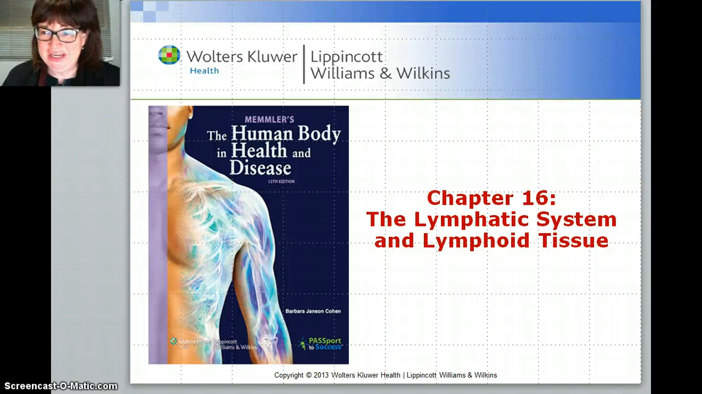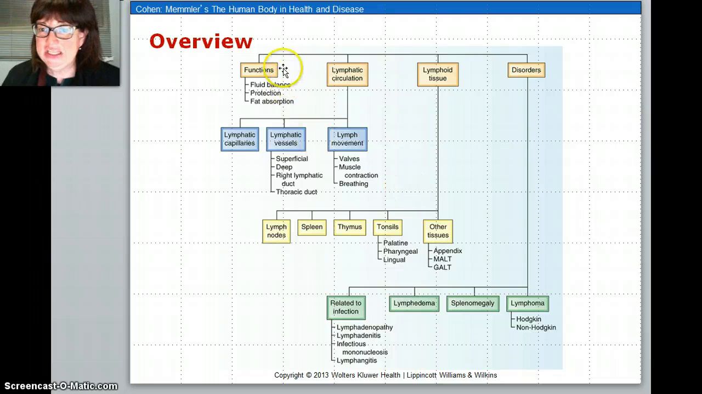Hello and welcome to Chapter 16, the lymphatic system and lymphoid tissue. In this chapter, we're going to look at the function of the lymphatic system, including fluid balance, protection, and fat absorption. We're going to look briefly at the lymphatic circulation. We will be looking at lymphatic tissue, especially the function of the lymph nodes, the spleen, and the thymus. And then very briefly look at disorders.